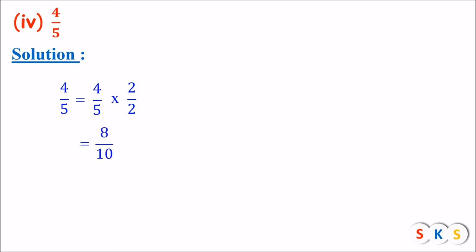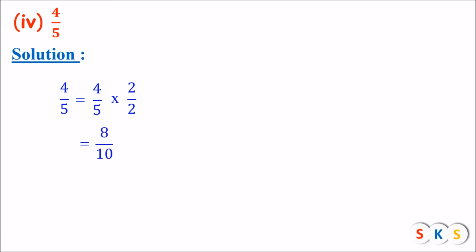Now here we have the next question, 4 upon 5. It's easy to convert 5 into tens or hundreds or thousands. So we will multiply the numerator and denominator of this fraction by 2. So what we get here is 4 into 2 upon 5 into 2, that is 8 upon 10.